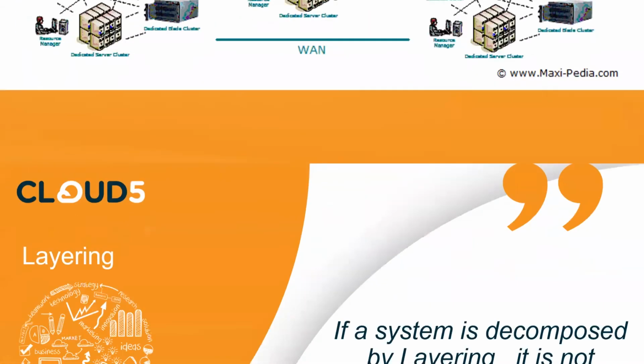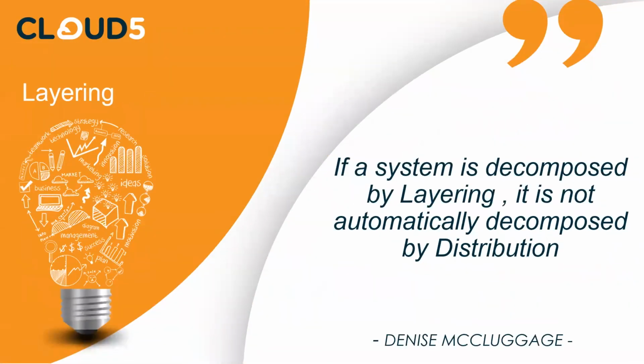Now, please note, if a system is decomposed by layering, it is not automatically decomposed by distribution. It does not mean that every layer goes into its own computational resource, right? That is not necessarily what we're saying with layering. With layering, we're simply saying there are different hierarchical layers that organize the technical categorization of the functionality or of my components. But when it comes to distribution, we're saying that whether layering or no layering, I've got components that are organized around how much computational resource they need.